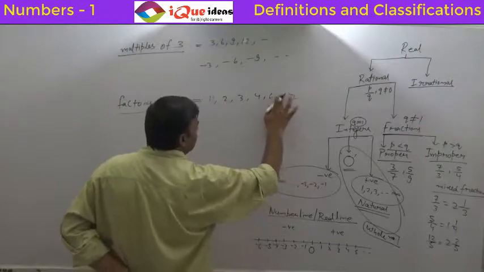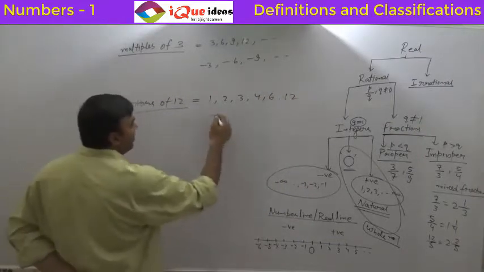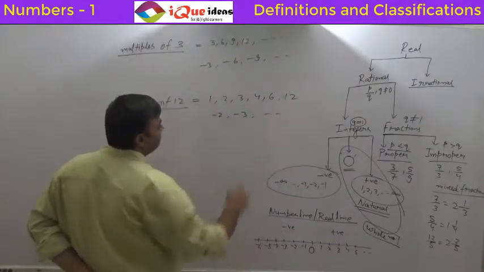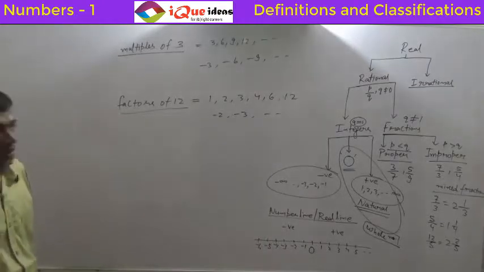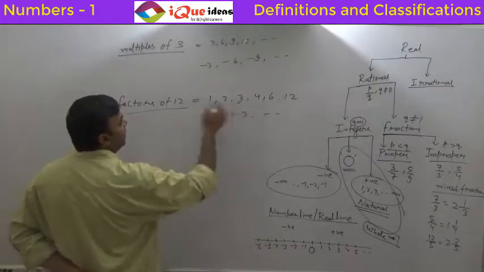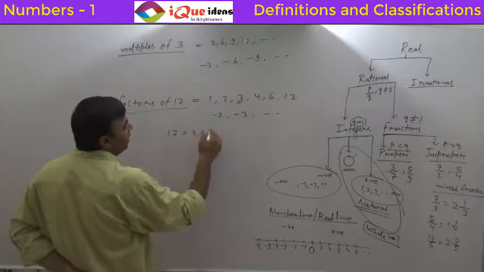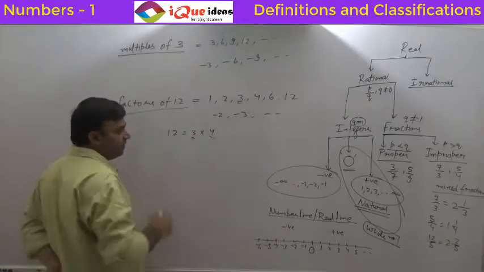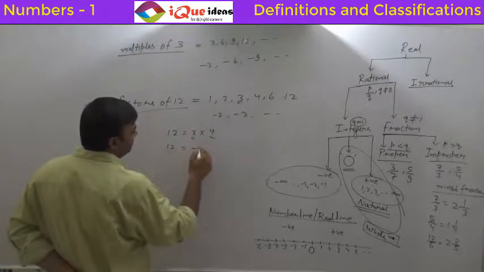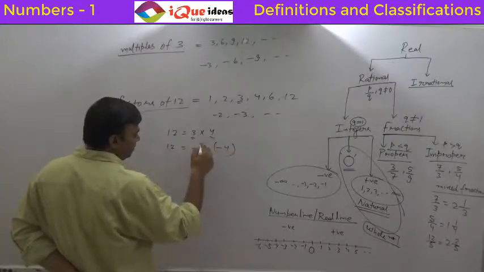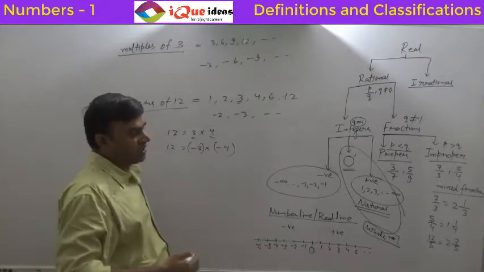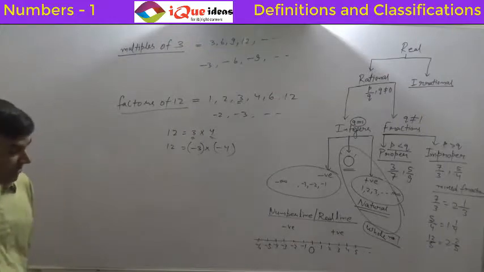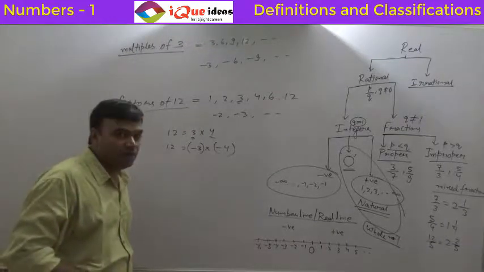That's it. Some of you may say, why not minus 2, minus 3 and so on? They can also divide 12. Because you can always say, why was 3 a factor of 12? It was 3 into 4, hence both 3 and 4 were factors of 12. So why not, we can say that minus 3 into minus 4, because we know that a negative number into negative number will result in positive. So we may say that minus 3 and minus 4 are also factors of 12.